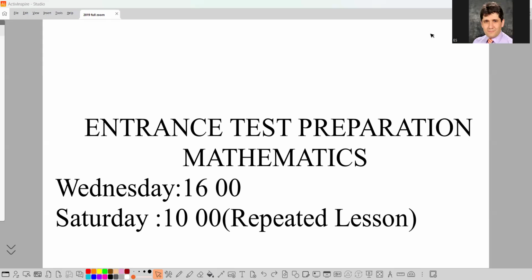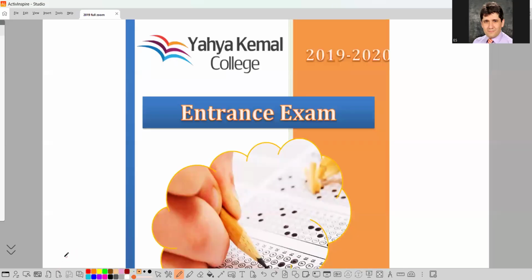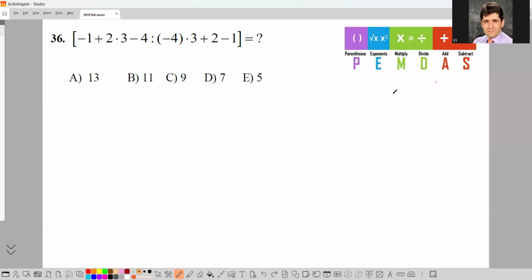Today we will continue with solving entrance exam questions. So let's start with the first question. The exam that was solved today is 2019-2020. The 2020-2021 is not published because at that time there wasn't an entrance exam because of COVID. So let's move on to the first question.